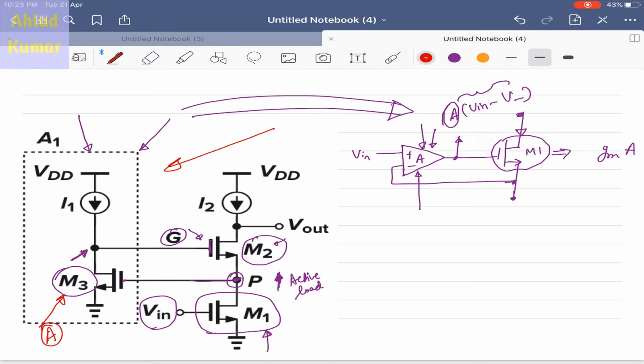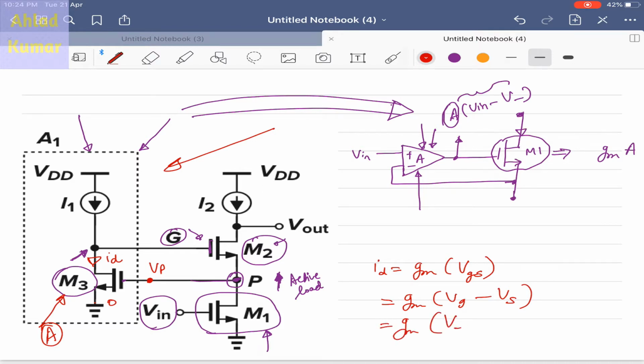It is possible because the voltage which is available here is Vp, and this is ground. So what is the drain current generated over here? The small signal drain current generated over here is Gm times Vgs. So it's basically Gm times (Vg minus Vs). So you can say that Vg is V plus and Vs is V minus. So you can now see that the drain current that is generated is basically Gm times the difference of the voltage which is applied to this amplifier M3. And this drain current is the small signal drain current.